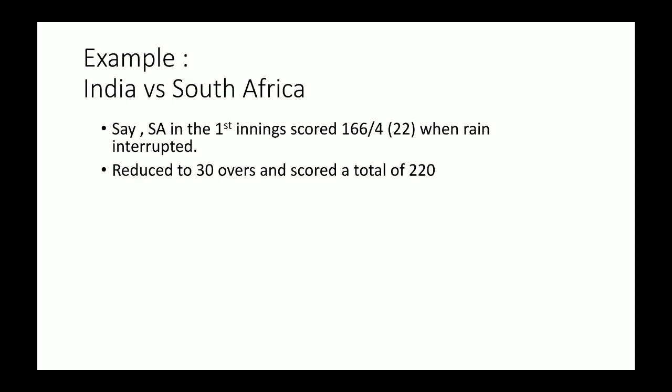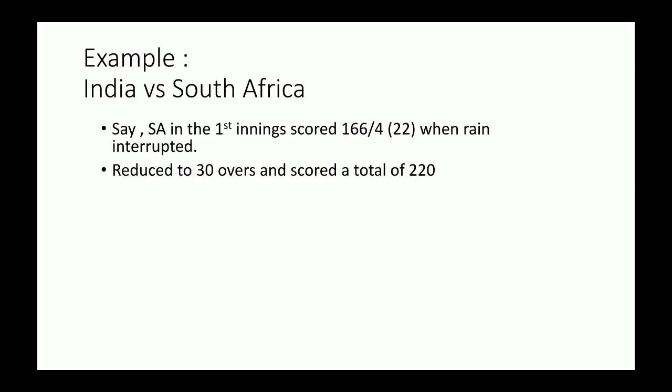And in their remaining 8 overs, South Africa manages to score 220 as their total score. Now, you might think that this is quite unfair for South Africa. They did not have the mindset that they were going to play for 30 overs. They had the mindset that they were going to play the entire 50 overs. And if they had known, then they would obviously have played a bit more aggressively and scored more runs.